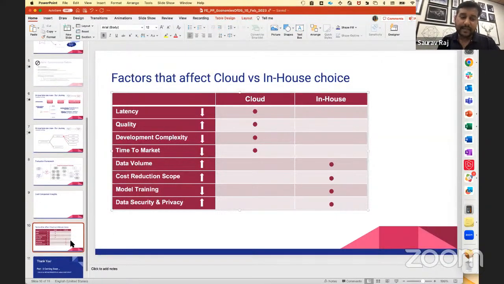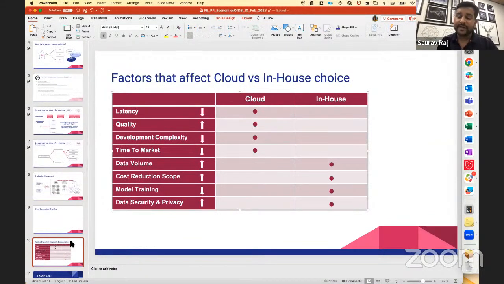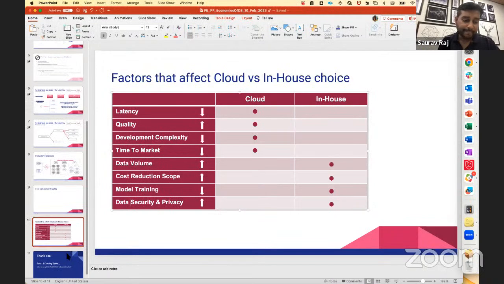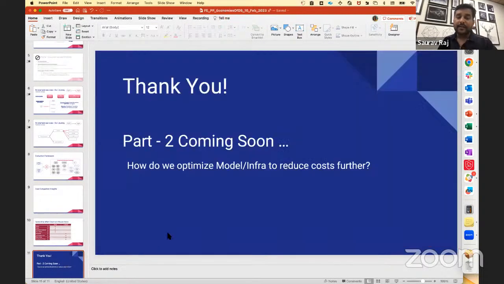These insights are coming from our own journey of deciding whether we should build a solution in-house, and some of that we have shared with you today. That's all we wanted to present. There's a part 2, an extension of the current discussion, on how we can further reduce the in-house cost by optimizing the model and the infrastructure, and we can take that in the next session. Thank you. That's all we had to share.